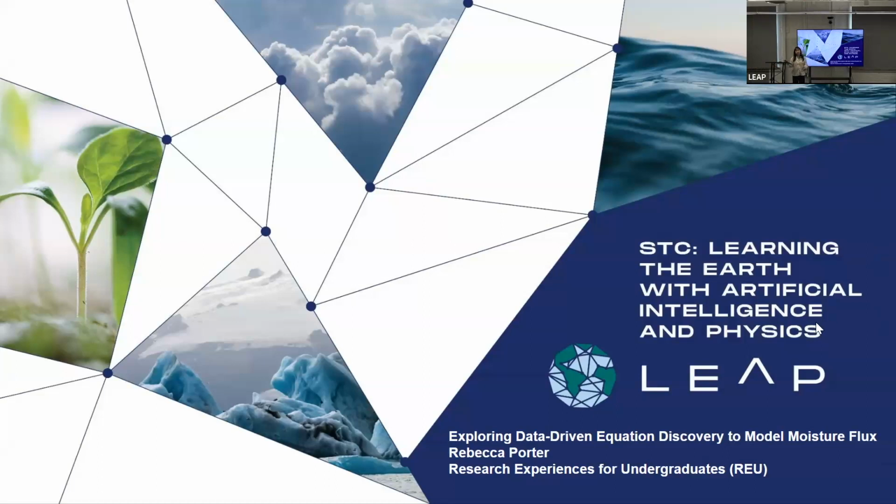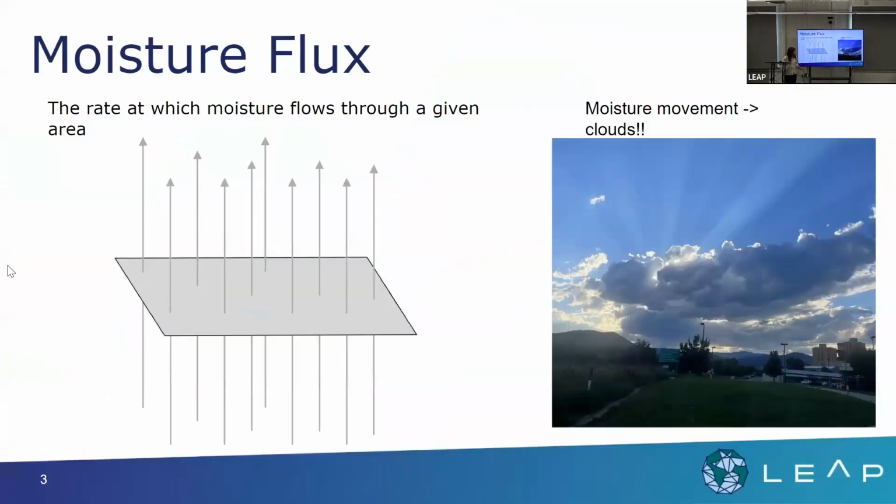Today I'm going to talk to you a little bit about modeling moisture flux using equation discovery. If you don't know what moisture flux is, this image on the left is a good visualization. It's the rate at which moisture flows through a given area. You can imagine these arrows pointing upwards as particles of moisture moving through the atmosphere. When you get a vertical movement, that generally means you're also going to get these beautiful clouds that you see on the right. Anytime you have moisture moving upward in the air, you generally get cloud development and precipitation development.